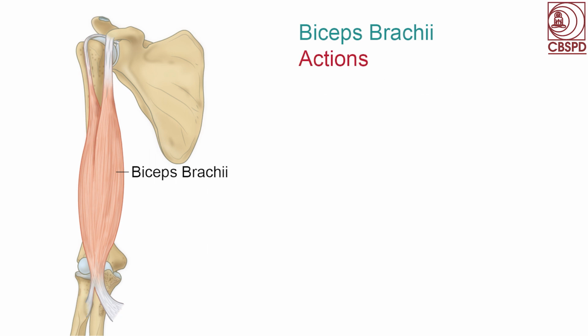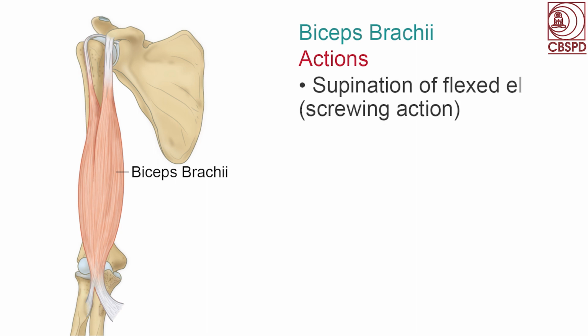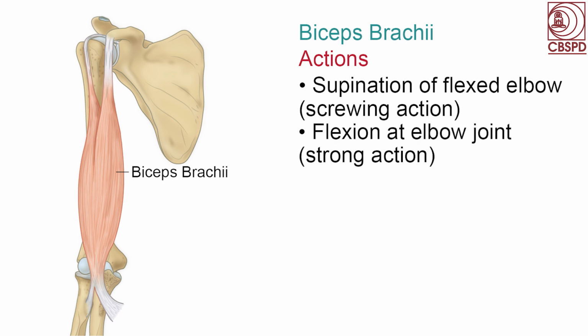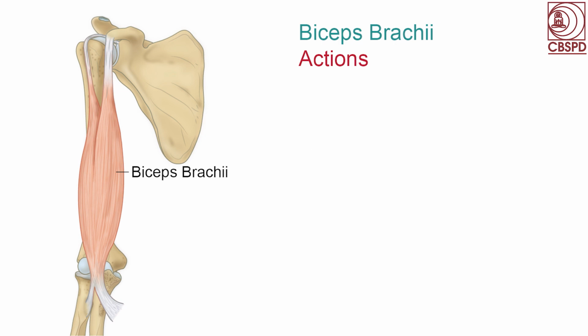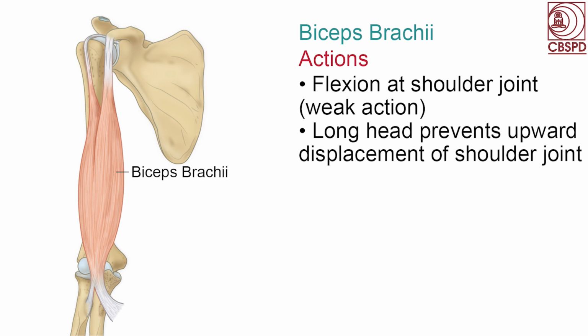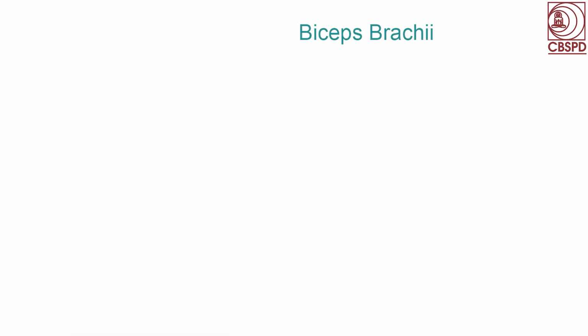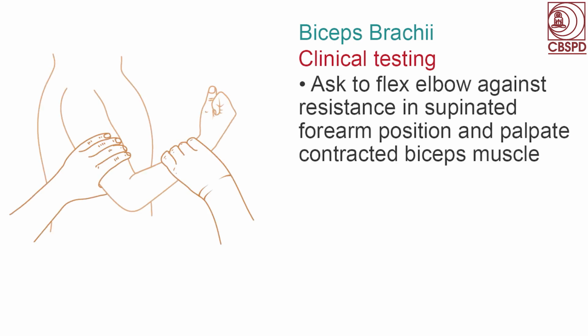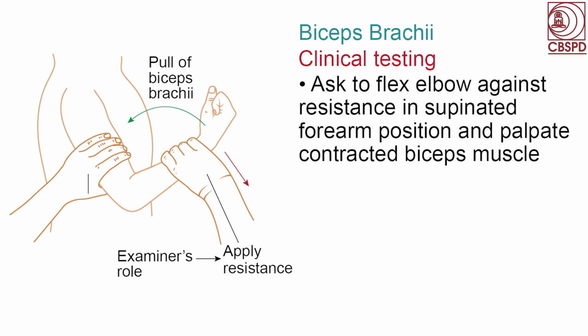What are its actions? The biceps brachii produces supination of flexed elbow that helps in screwing action. It can produce flexion at elbow joint. This is its strong action. It can also produce weak flexion at shoulder joint. Its long head prevents upward displacement of shoulder joint. Can we test this muscle clinically? Yes. Ask the patient to flex the elbow against the resistance in supinated forearm position and palpate the contracted muscle.